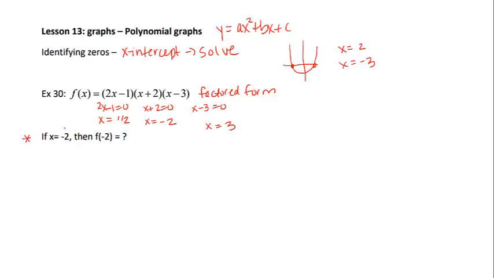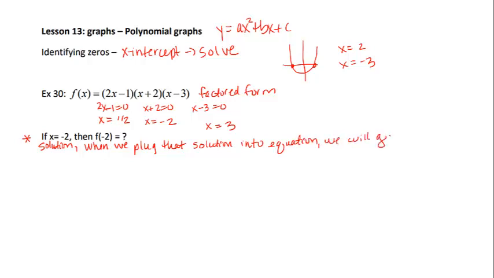This is something new that you haven't been exposed to. Well, I shouldn't say that. You've been exposed to different pieces of this, it's just not all put together. So if they tell you that x equals -2, they're telling you that that is a solution. And then if we have a solution, that means that when we plug that solution into our equation, we will get 0. So I don't care what the problem was. Let's say it's this one up above.